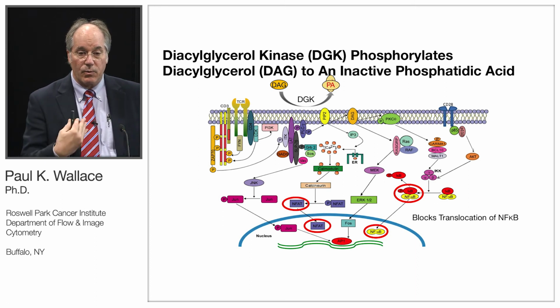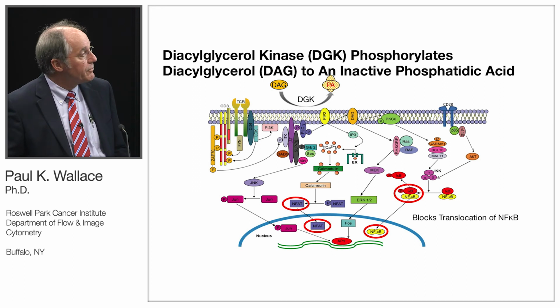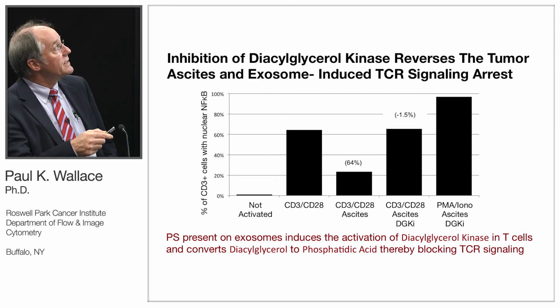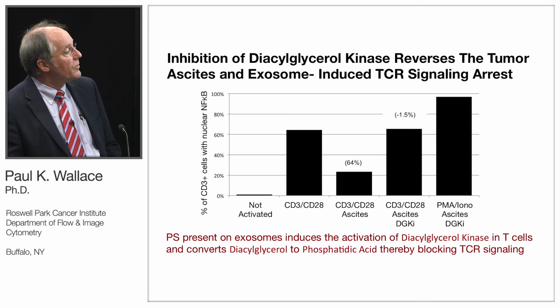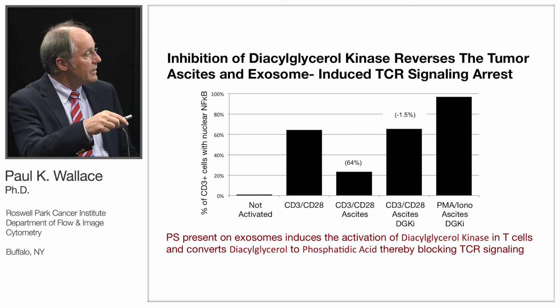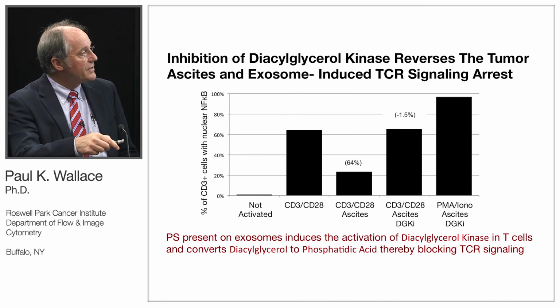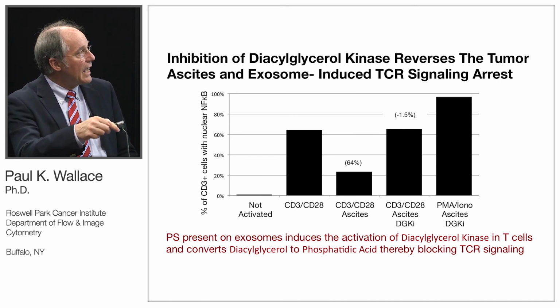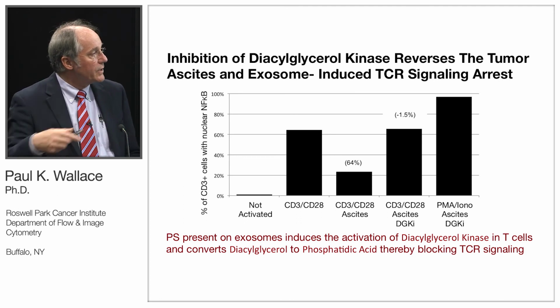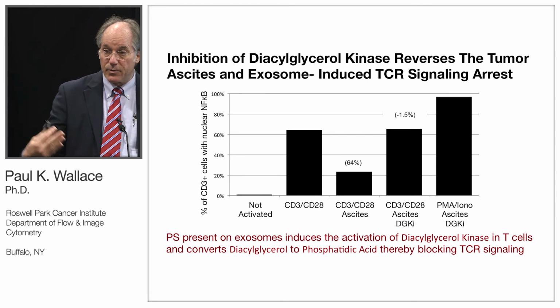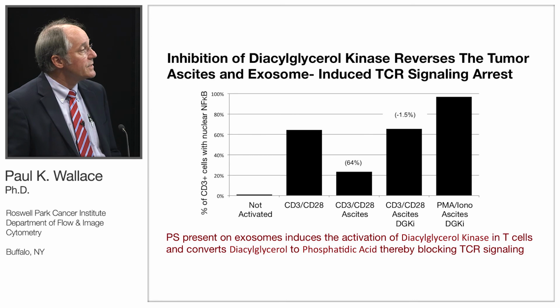So that's what we're working on now, and again, this is preliminary data. But if we inhibit the diacylglycerol kinase with this inhibitor, what we find is that it reverses that TCR signaling. So here, not activated. Here's the CD3, CD28 activation. Throw in the ascites, and then we have this inhibitor of the diacylglycerol kinase, and our activation is basically increased, and it really doesn't do anything for the p-aminomyosin. So that's really where we're working now and where we're headed with this project.